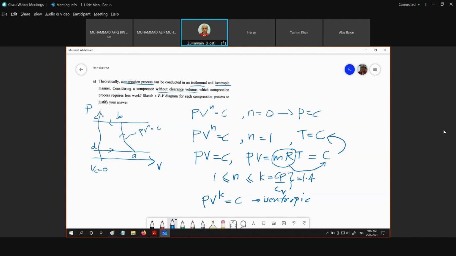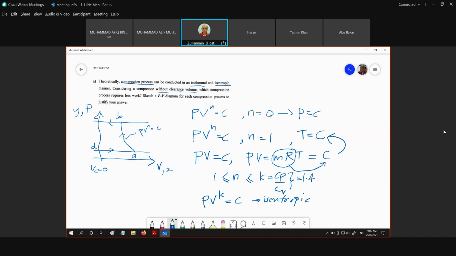Katakan ini kita punya Y. Ini kata kita punya X. Kan, ini Y, ini X. So what this become? This is Y X power of N equal to C. Okay. So what does this N represent?